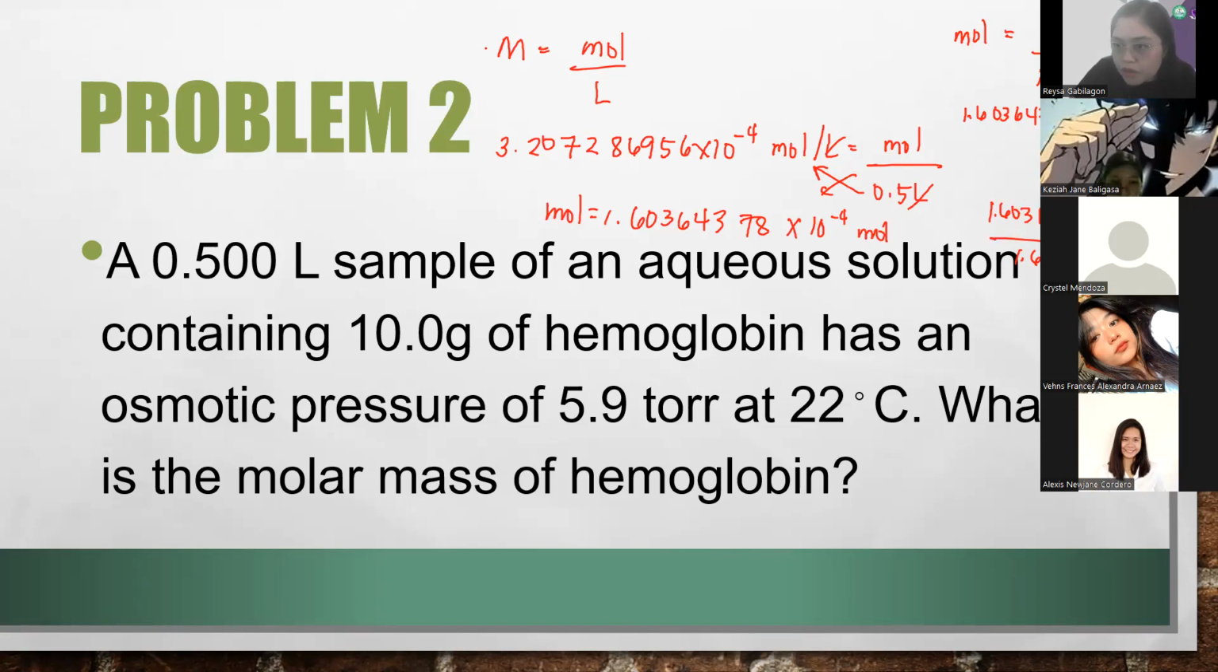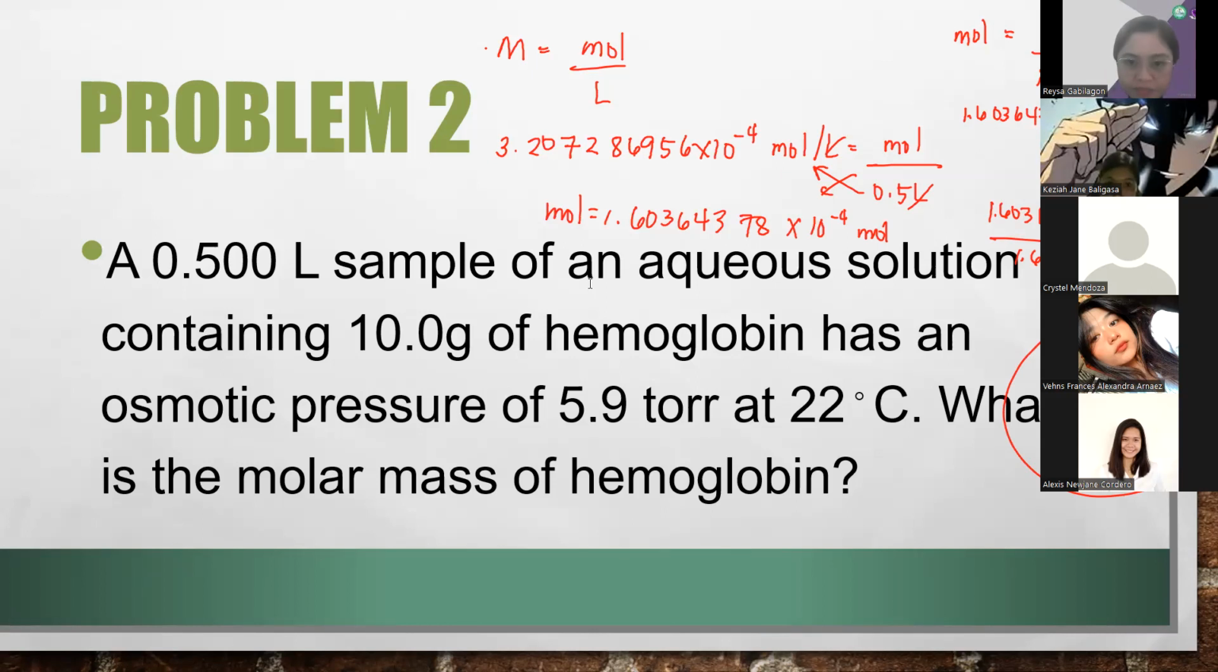So, molar mass is 10 grams divided by 1.60364378 times 10 to the negative 4. That's 62,358. Take note of the unit, grams per mole. So this is our answer for the molar mass of our hemoglobin. So let's check. I said earlier that I would accept answers up to 850, right? Let me read back.